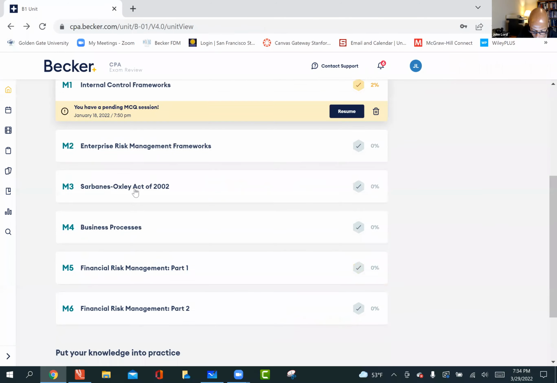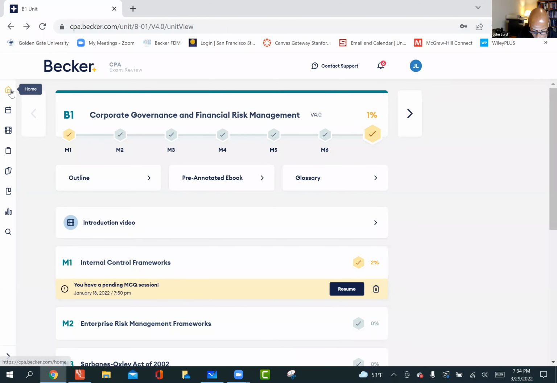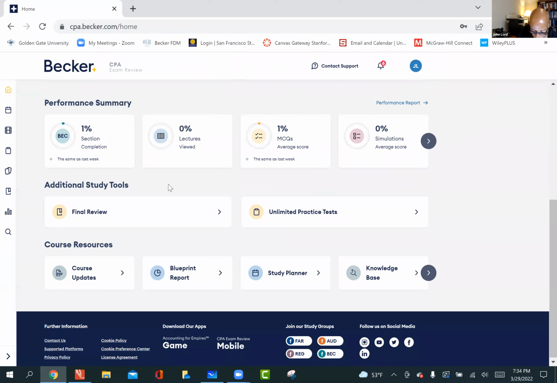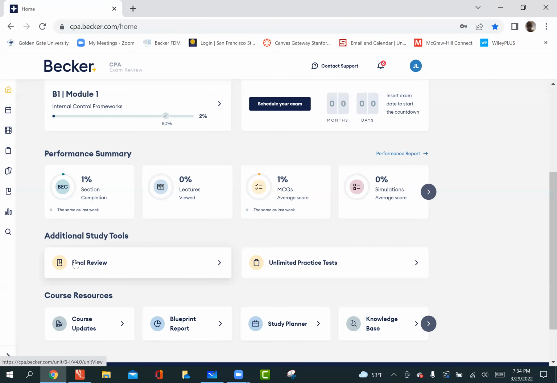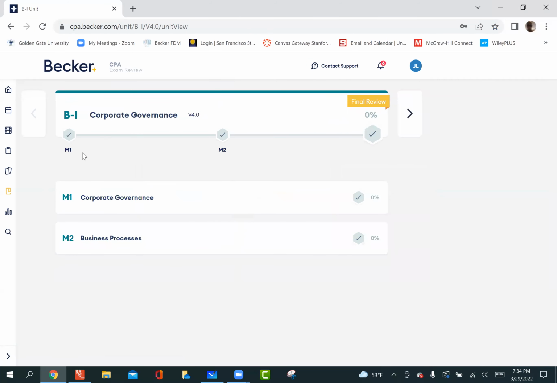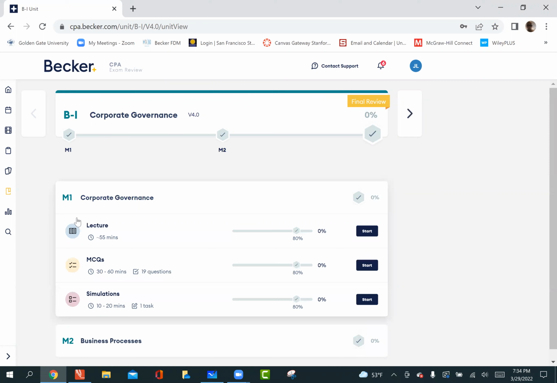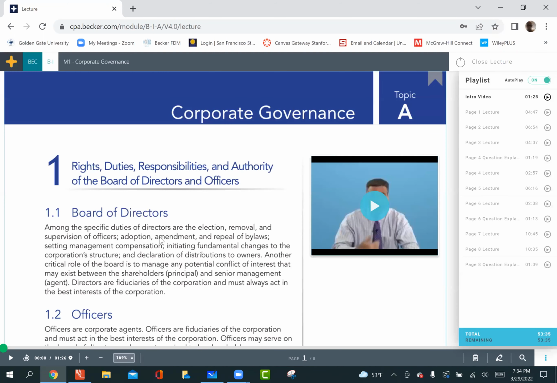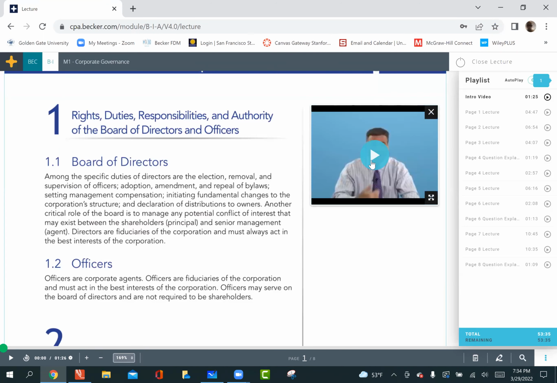We just looked at the additional study tools, okay, the home page. We looked at the additional study tools. We looked at the final review. And then all I'm thinking is in each of the sections where if you click on lecture, the text accompanies each of the lectures. Okay, so I'm going to go ahead and I'm going to start this. And there's the book, and there's the guy talking.